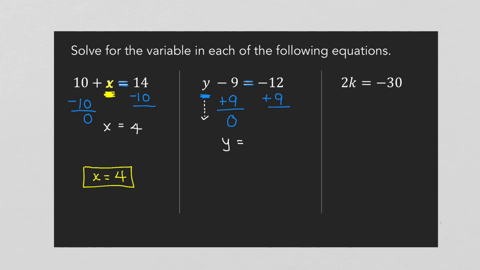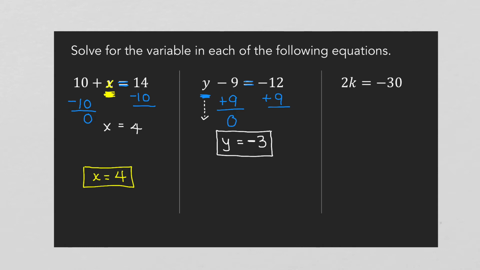And if you don't remember how to do integer math in your head, pull out a calculator and type in negative 12 plus 9, and you should get negative 3. If you do remember how to do the integer math in your head, you're subtracting and then taking the negative sign from the larger value, which is 12.